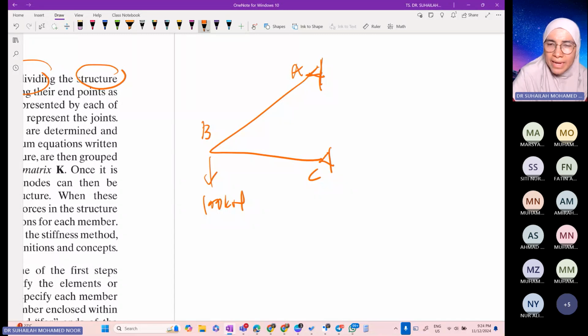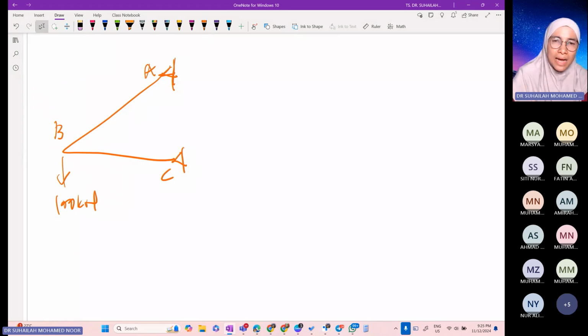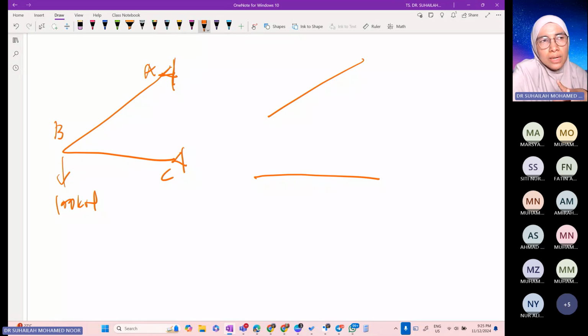Dividing structure into element, maknanya bila kita nak analyze, kita kena pisahkan dia jadi elemen. Pisahkan structure menjadi elemen. Okay, so kalau ada dua elemen, pisahkan jadi dua elemen lah. Kalau ada 5 elemen, pisahkan jadi 5 elemen. So, itu makna dia subdividing structure into element. Pisahkan jadi elemen. And identifying their endpoint.